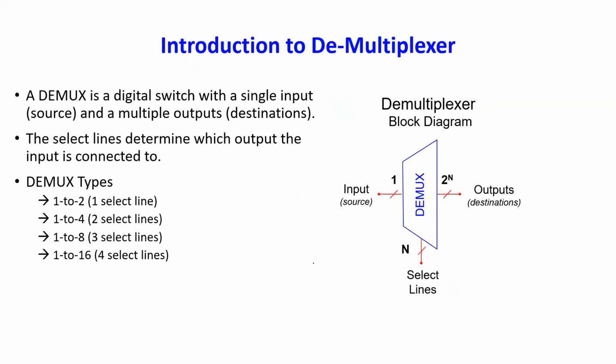So here you can see the demultiplexer. It is basically a digital switch in which you have a single input and multiple outputs, and this is done with the help of your selection lines. And demux are of various types: 1:2 with one select line, 1:4 with two select lines, 1:8 with three select lines, and 1:16 with four select lines.